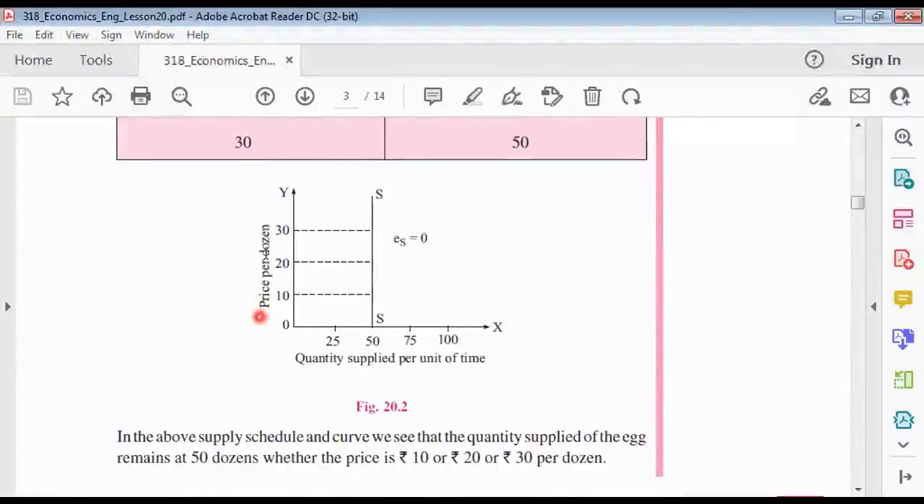Am I audible? Yes, sir. Okay. Yes, sir. Okay. So there should not be any problem in understanding this graph.